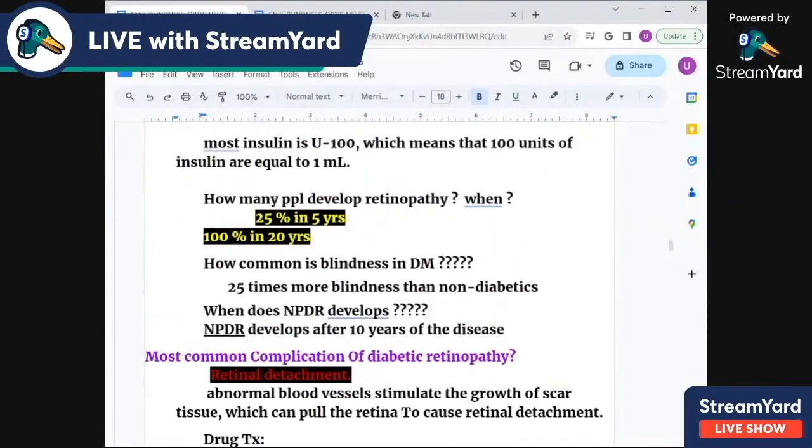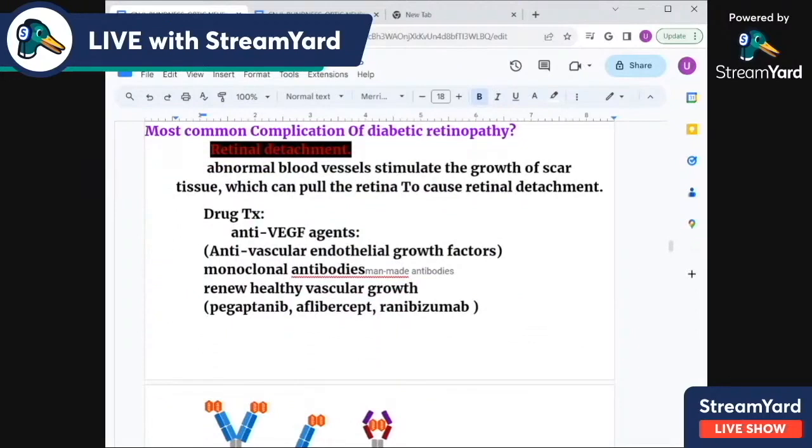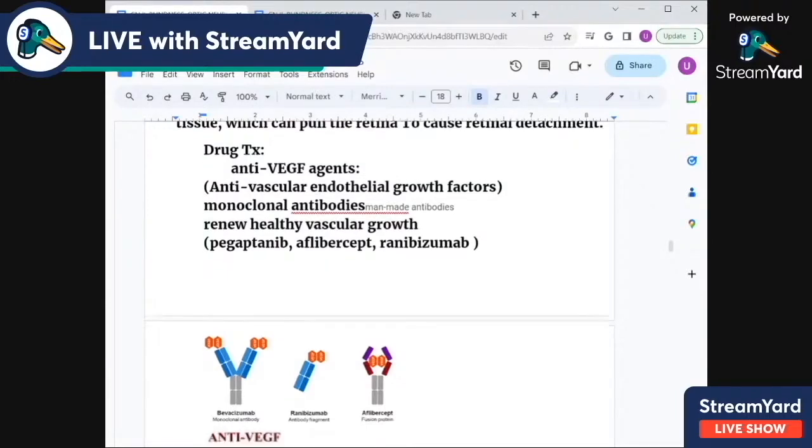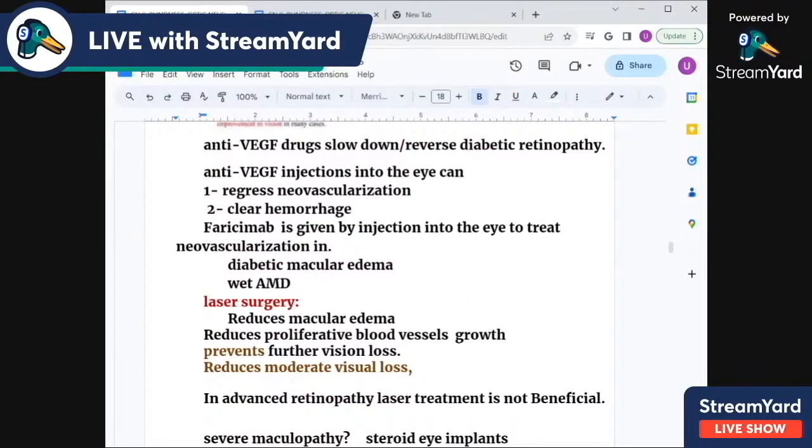And the drug treatment, of course, is control of diabetes, and anti-VEGF drugs, anti-vascular endothelial growth factor drugs. They are monoclonal antibodies. Examples are pegaptanib, aflibercept, and ranibizumab. They may be given intravitreally. So what are the effects of anti-VEGF drugs? They regress the neovascularization, regress the macular edema, and decrease the visual loss.